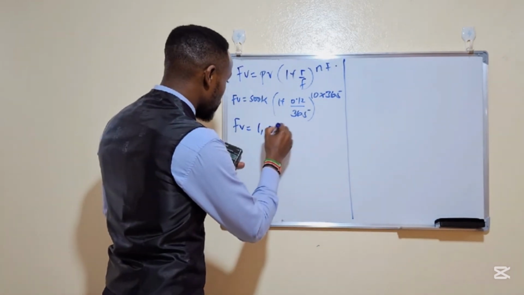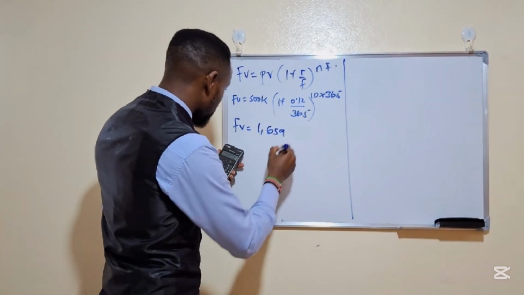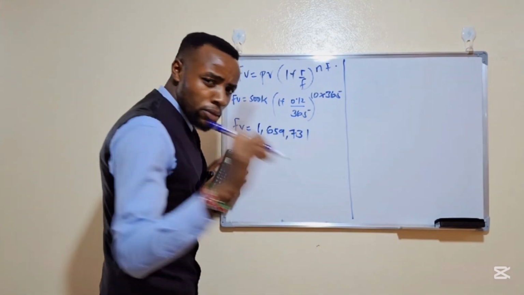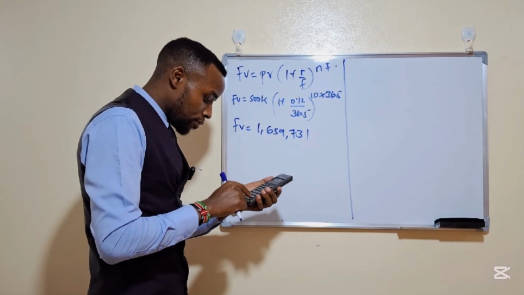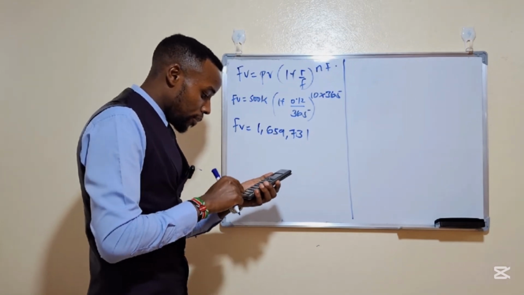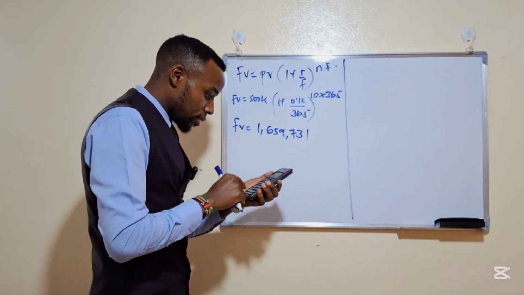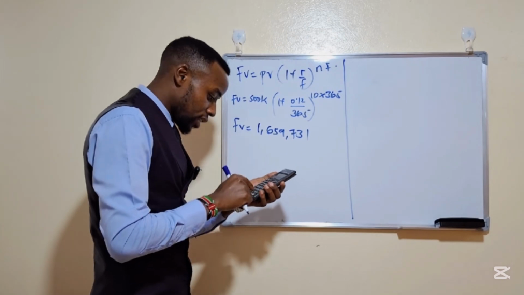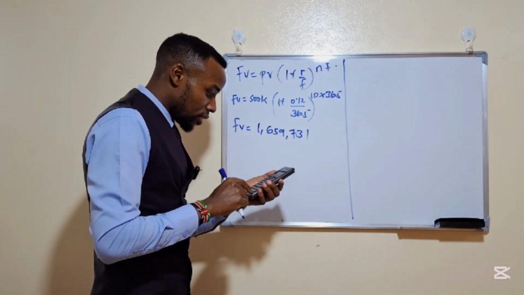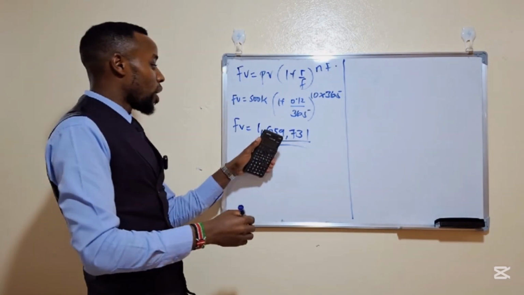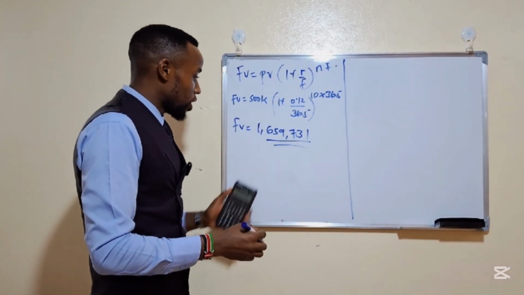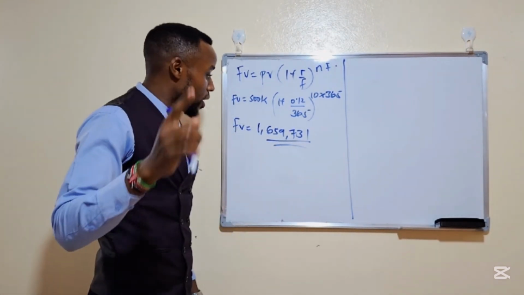This is 1,659,731. One more time for confirmation: 0.12 divided by 365 plus 1 raised to power 365 times 10, times 500,000. This is 1,659,000, and of course this is roughly 1.7 million Kenya shillings. Now, you have compounded the first 500,000.